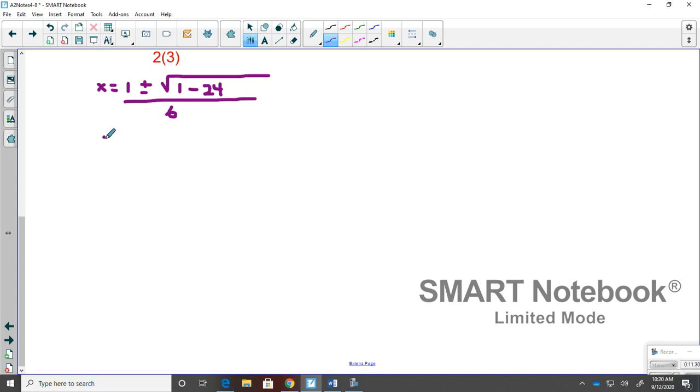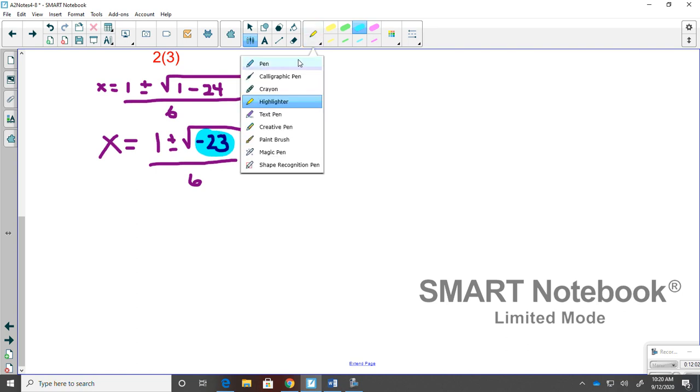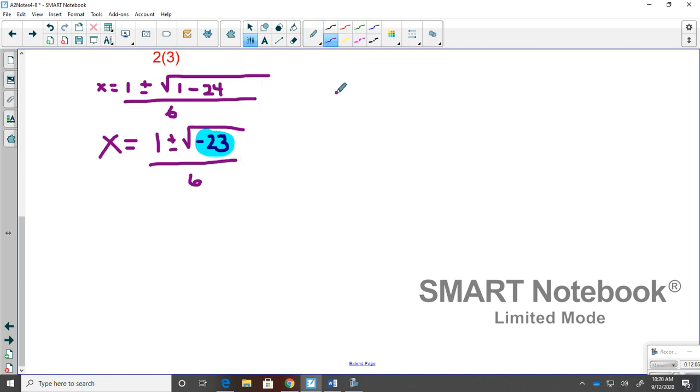Okay, we continue to simplify. So x is equal to, we have the 1 plus or minus the square root, and 1 minus 24 is a negative 23, and then it's divided by 6. And so right now we pause just for a second and we make sure we understand that this number is actually the discriminant. And because that discriminant is negative, we would expect 2 imaginary solutions.